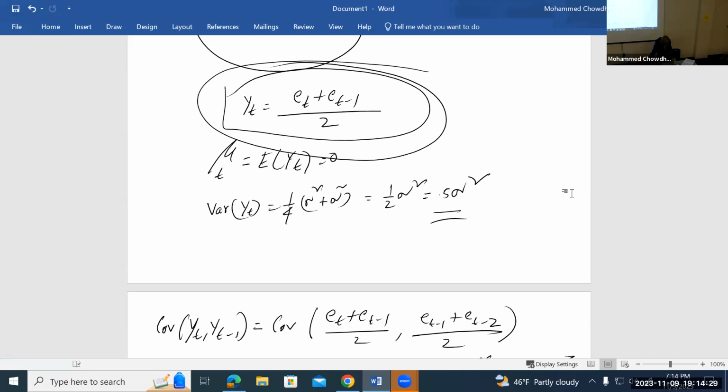So if you want, you can take a 5 minute break and let me drink some water. Then I will, the main focus is to derive the phi, which I'm going to derive next.